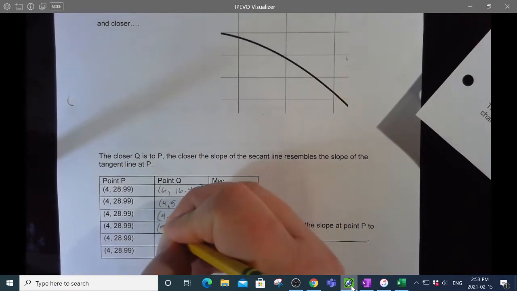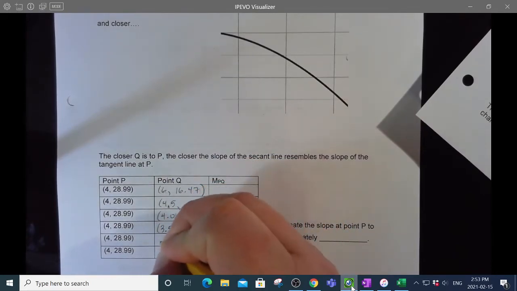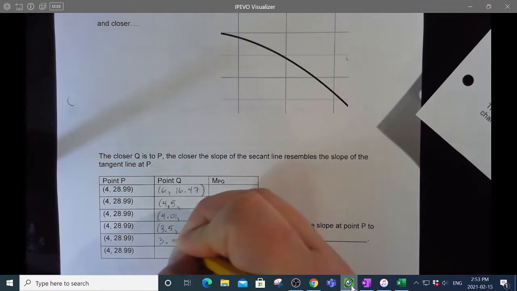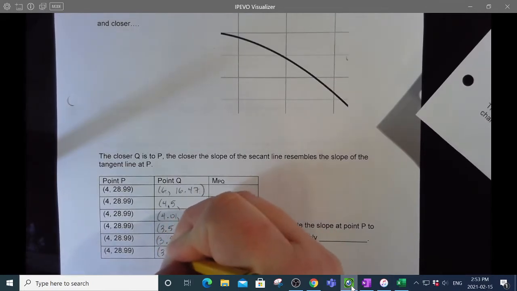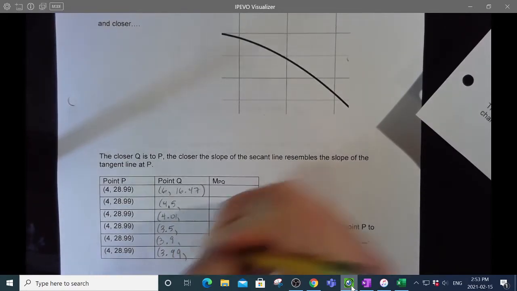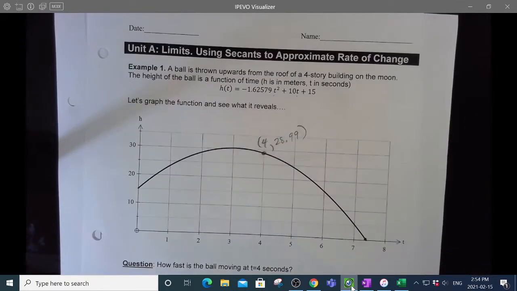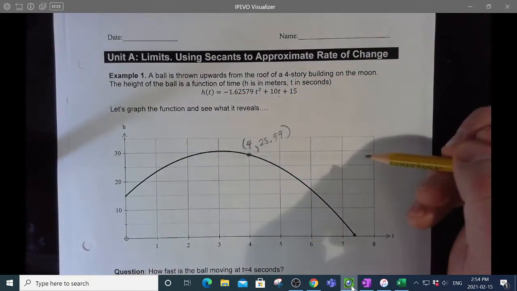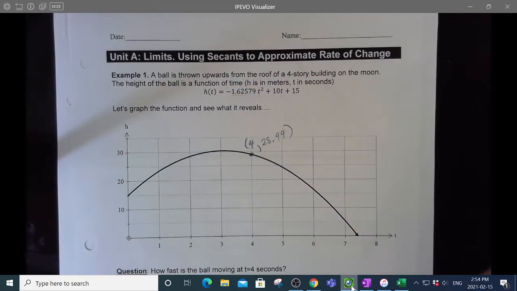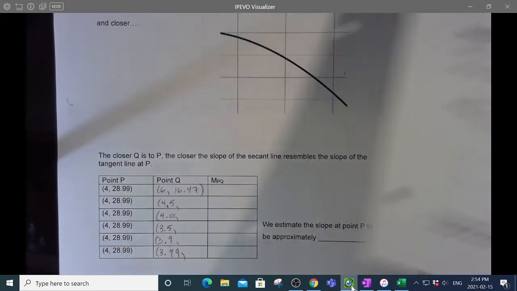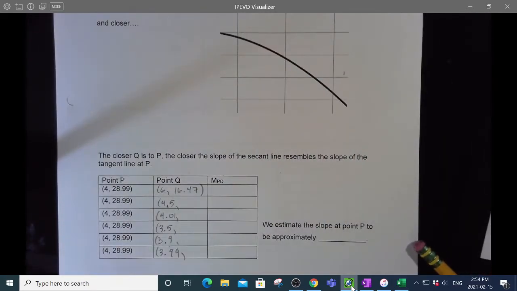So we did 6, 4.5, 4.01. Then I think we did 3.5, and then we did 3.9, and then we did 3.99. And in every single case here, I'd have to run these through this rather cumbersome equation with all these decimals that I have to punch in. Excel can make that a much easier process.